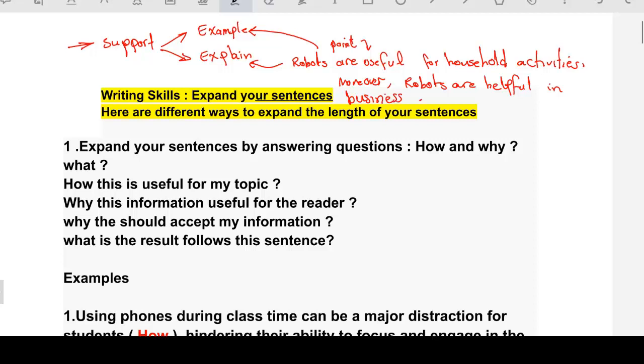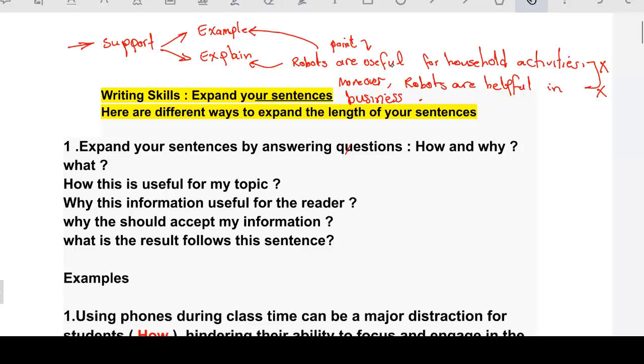Why are these two sentences as development wrong? Who can tell me why? In point number 1, I just wrote robots are useful for household activities. Moreover, robots are helpful in businesses. Why is this structure in writing a paragraph invalid or incorrect? Who can explain this point? Because they didn't support the sentence or the statement that they were making.